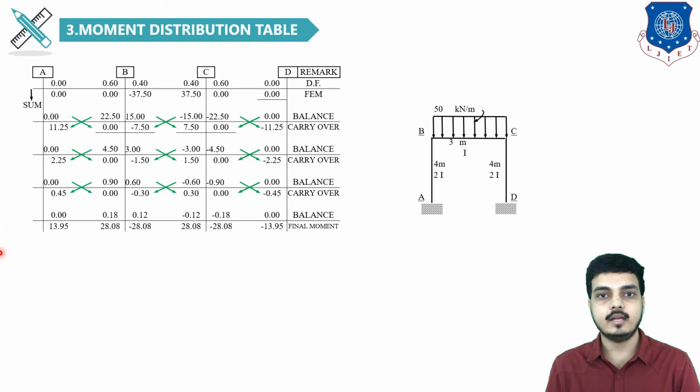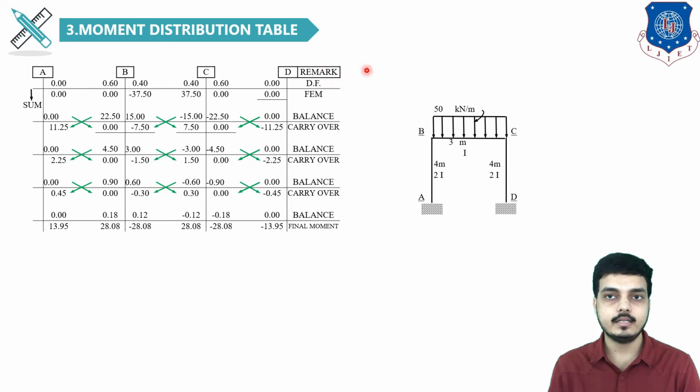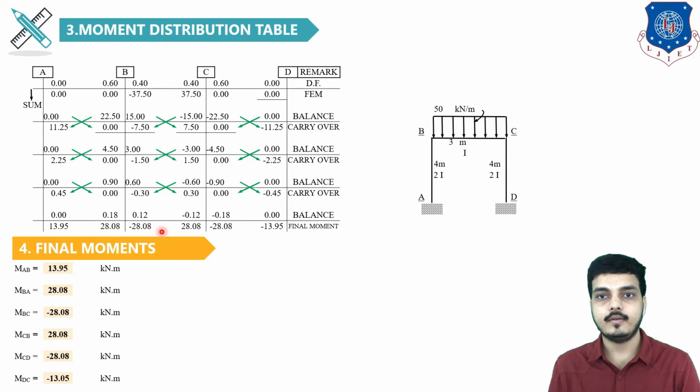Now after getting my final moments, what do we have to do? We have to draw the bending moment diagram. Before that, I suggest you mark the remark at every point: first distribution factor, then FEM, then we balance, then we transfer half, which is carryover. Balance, carryover, balance, carryover, balance. And then we didn't carry over because we came to know that the value will be similar. So we have done the final moments. These are my final moments: MAB, MBA, MBC, MCB, MCD, and MDC.